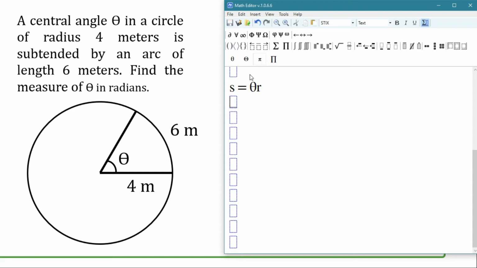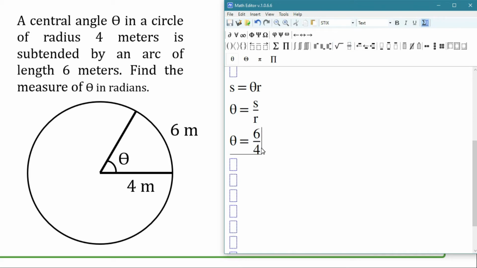Since the angle measure is what we are looking for, we can manipulate this algebraically by dividing both sides by r, wherein the resulting equation would be theta equals the arc length over the radius of the circle. And that would be the formula for getting our angle measure. So theta equals the arc length, which is 6 meters, over 4 meters.